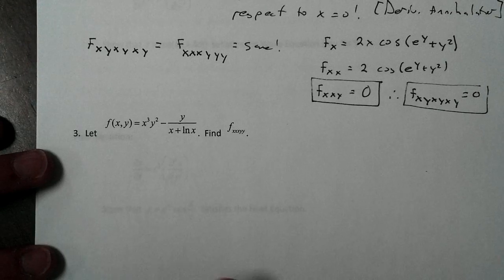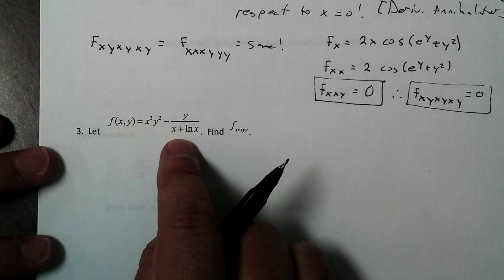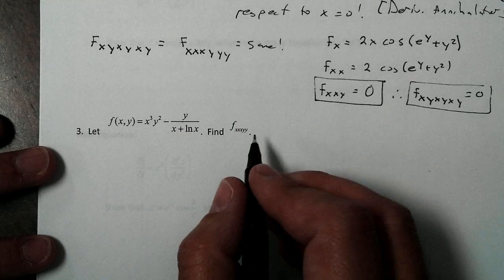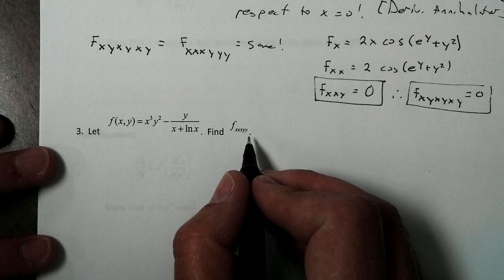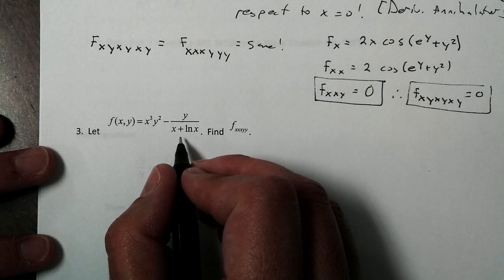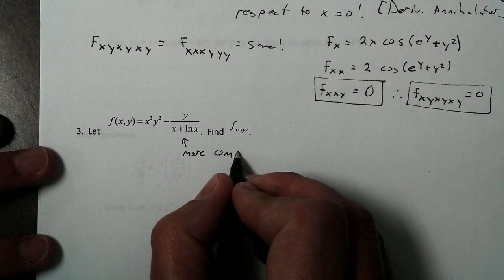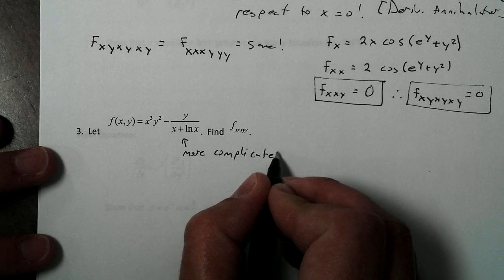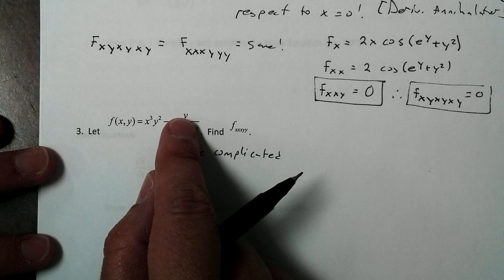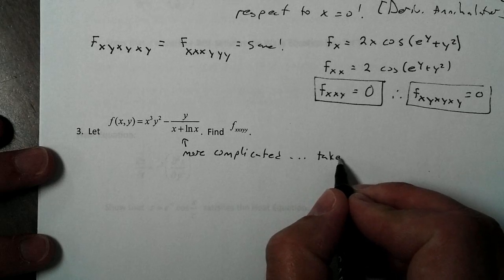So let's see another one here. Now, here we have a function f of x, y equals x cubed y squared minus y over x plus the natural log of x. And we want to find the partials with respect to x 3 times and y 2 times. Now the problem is if I look at the derivative with respect to x, that gets really complicated. This is more complicated with the x's on the bottom. So what I might want to do is, well, the derivatives with respect to y are a lot easier. So therefore, I'm going to take the derivatives with respect to y first.